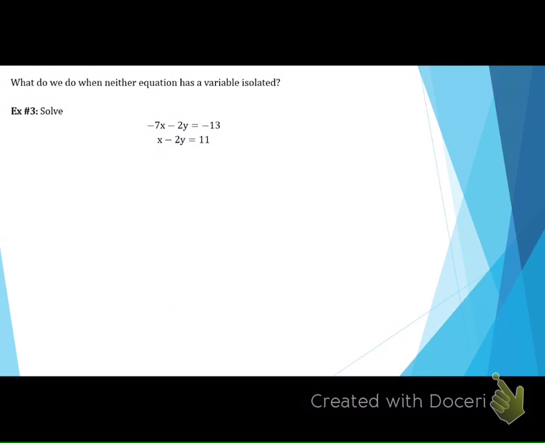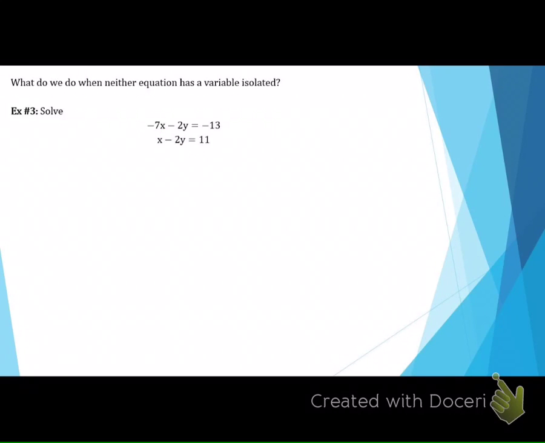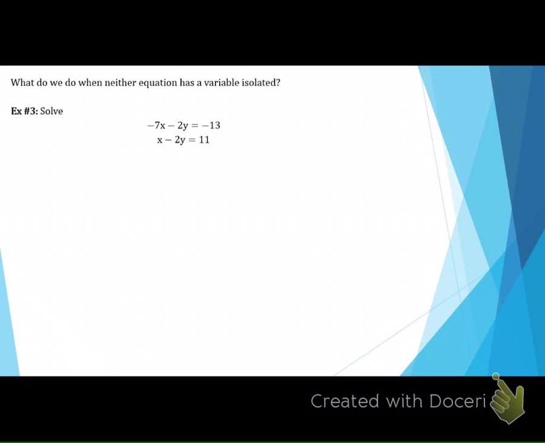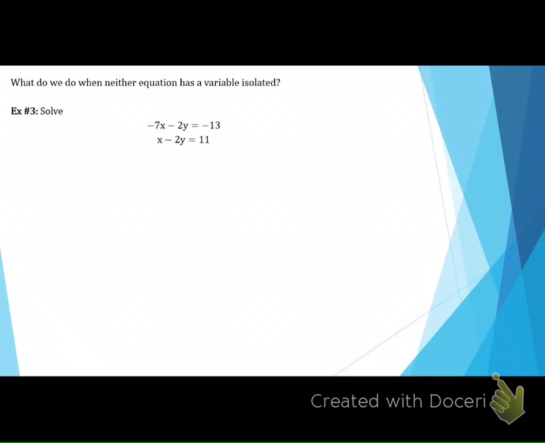Okay. So the next one says, what do we do when neither equation has a variable isolated? So neither equation has a variable isolated. What do you guys think we're going to have to do? Isolate a variable. So Alex, which one do you think would be the easiest variable to isolate? 2y. Which 2y? The bottom one. So you want to isolate y in this one? No, x. You want to isolate x in the bottom.